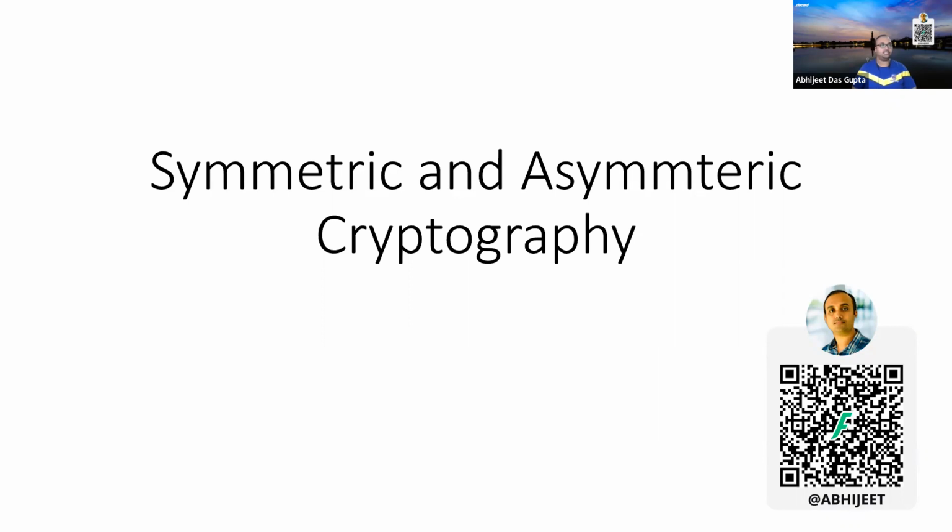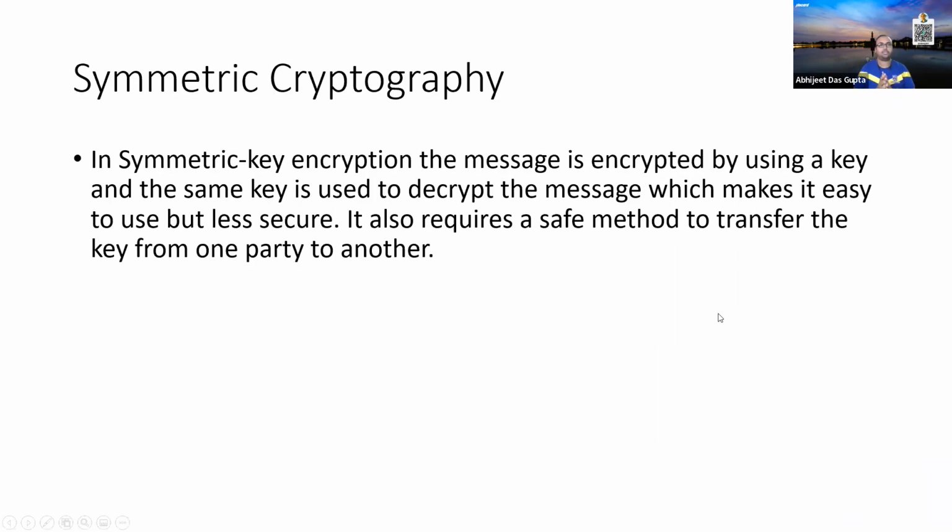Like I mentioned last time as well, cryptography can be divided into two different branches, one being symmetric and the other being asymmetric. On a very high level, symmetric cryptography is where there is one single key which is used to encrypt the data, converting it from plain text to ciphertext. Then that same key is reused for bringing it back from the ciphertext to the plain text format. So in symmetric key encryption, the message is encrypted and decrypted using the same key.